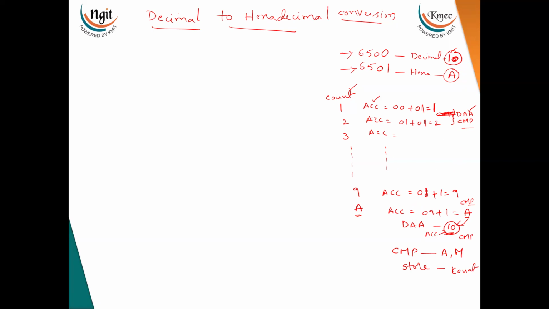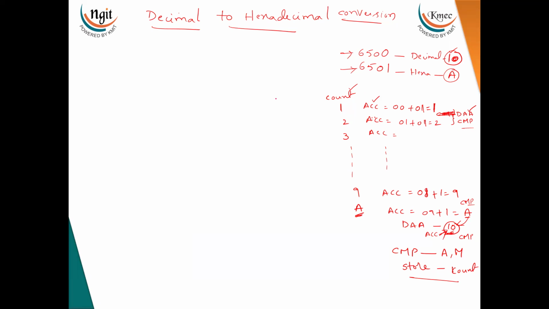Now after this, what? Program is done. But now which value we need to store? Now if you see the value in the accumulator, no more hexa value is there. After the DA instruction, this accumulator value is converted into the BCD value. So now here, if you see the counter value, counter is having the equivalent hexa value. So we need to store the counter value. Now this is the analysis of the decimal to hexadecimal.